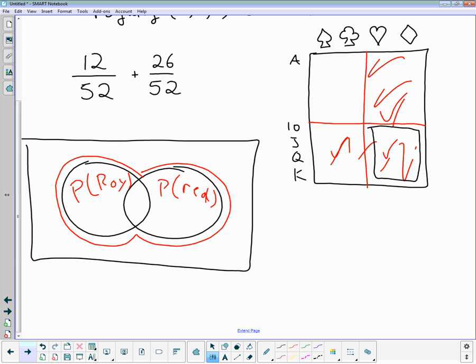So, the probability of a royalty was 12 out of 52, and the probability of a red card was 26 out of 52. The question is, how much is in here? How many red royalties? 6 red royalties.